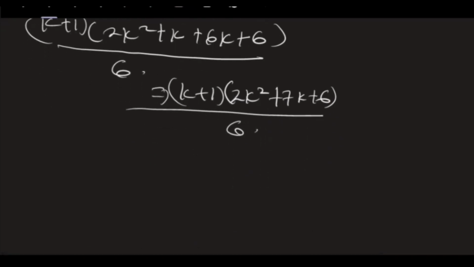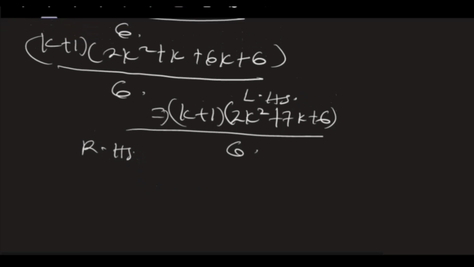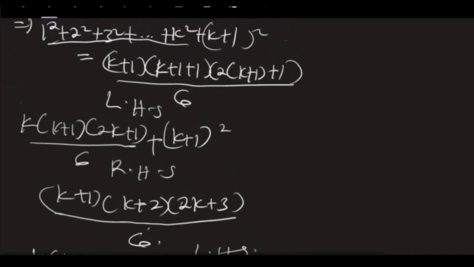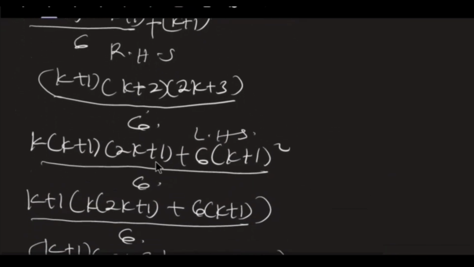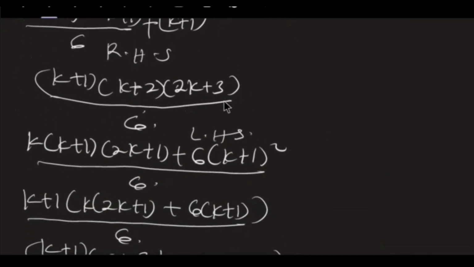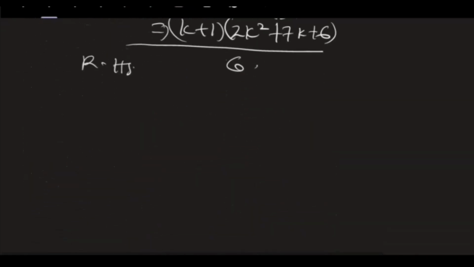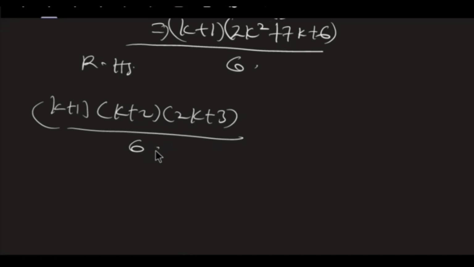Now so this is our left hand side, now let's see our right hand side. So our right hand side is equal to, so this is the right hand side, k plus 1, k plus 2, then 2k plus 3, right? All on 6. So you have k plus 1 out, k plus 2, then 2k plus 3 all on 6 on our right hand side.